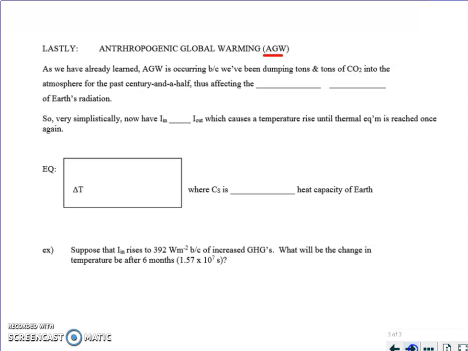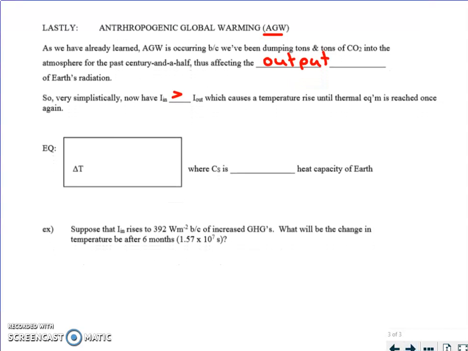So as we've already learned, it is occurring because we're dumping a ton of CO2 in the atmosphere for quite a long time, thus affecting the output of the Earth's radiation. So simplistically, we now have I in is greater than I out. We're not getting rid of radiation as efficiently because of that blanket effect. And this will cause the temperature to rise until thermal equilibrium is reached again.